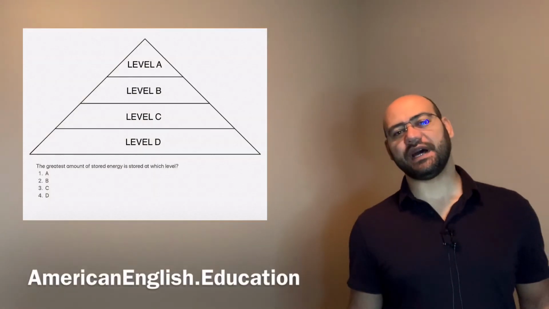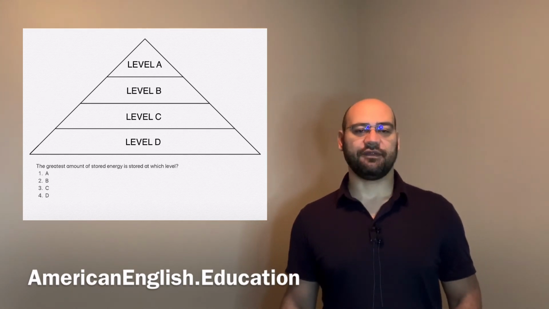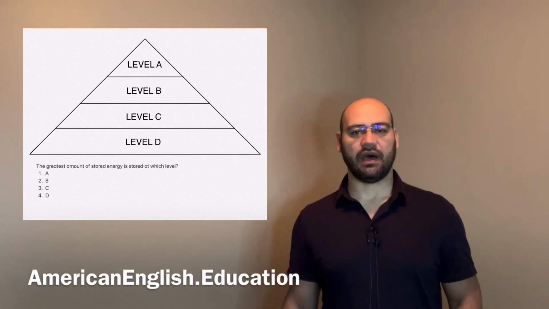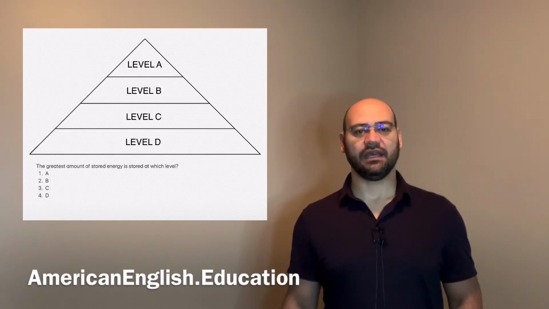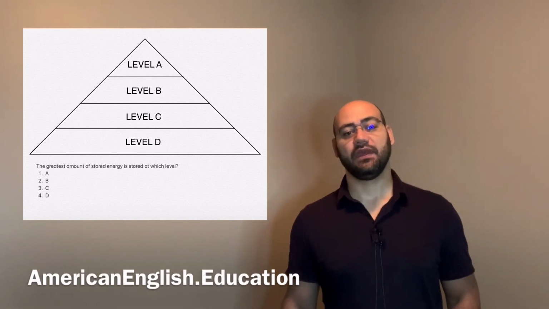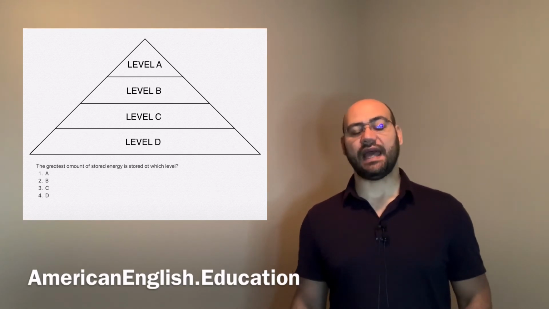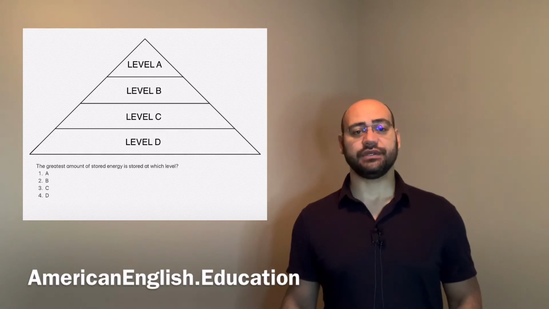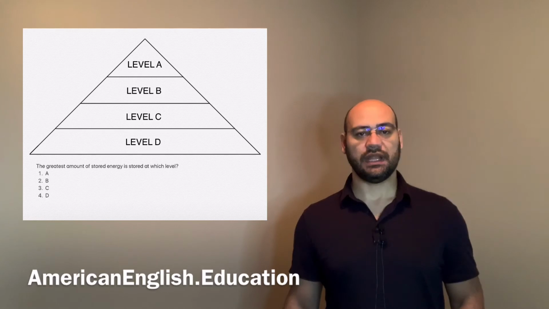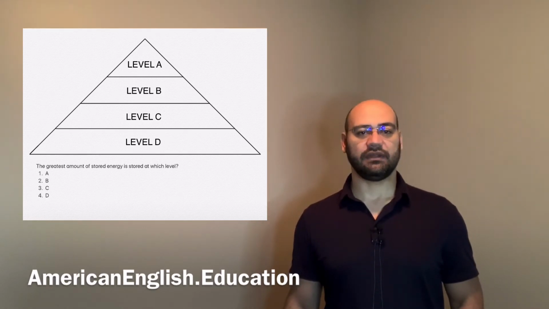We're presented with a diagram that represents an energy pyramid. As you can tell, there are 4 levels. Level D on the bottom, level C above level D, level B and A above level C respectively. In this pyramid, the greatest amount of stored energy is found at which level is our question. We have 4 options. 1, level A, 2, level B, 3, level C, or 4, level D.